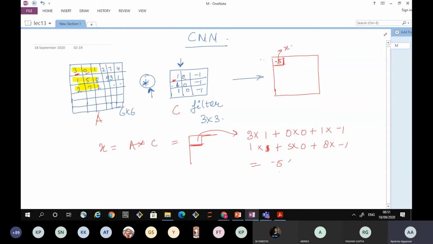So the first value is calculated by applying this filter to this part of the image. For the second value, I will move the filter to the next position, and I will calculate the value.